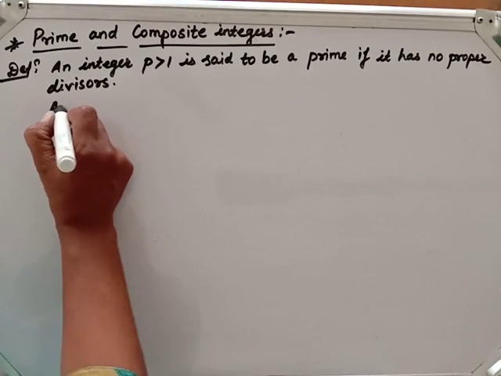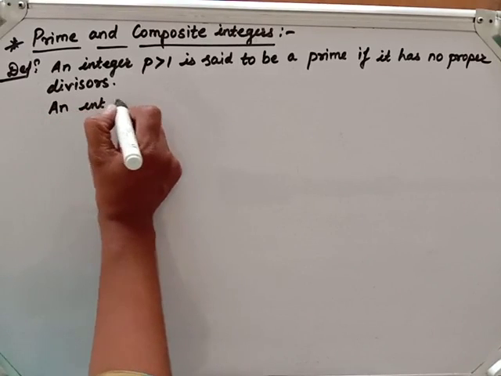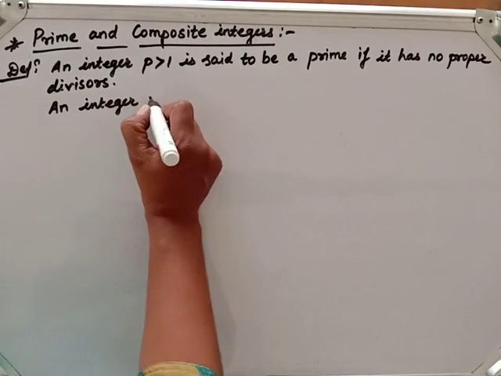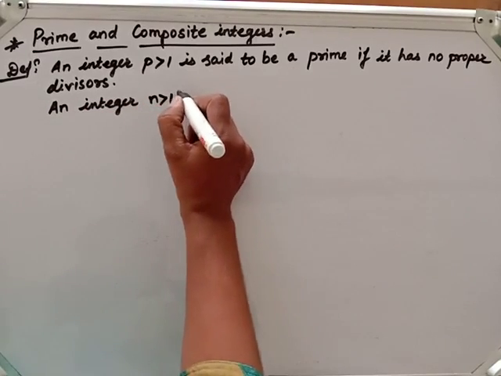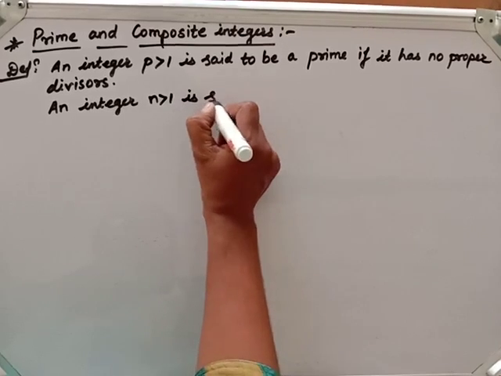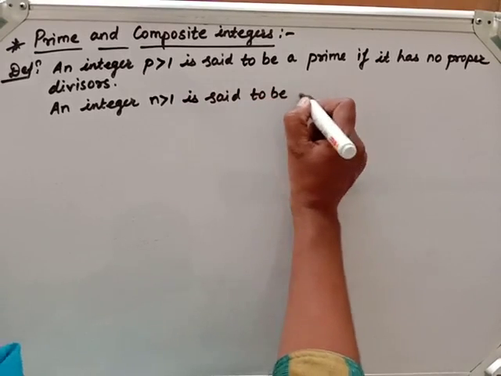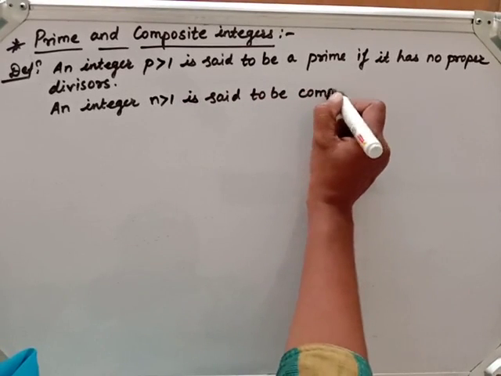Now again, an integer n greater than 1 is said to be composite.